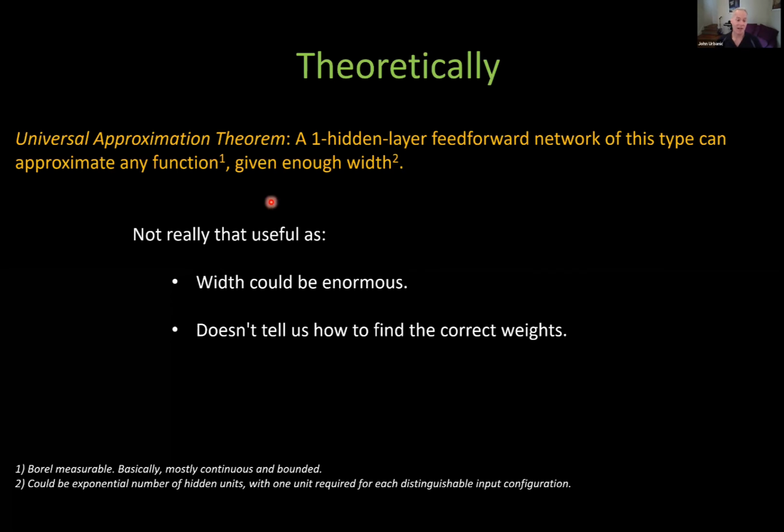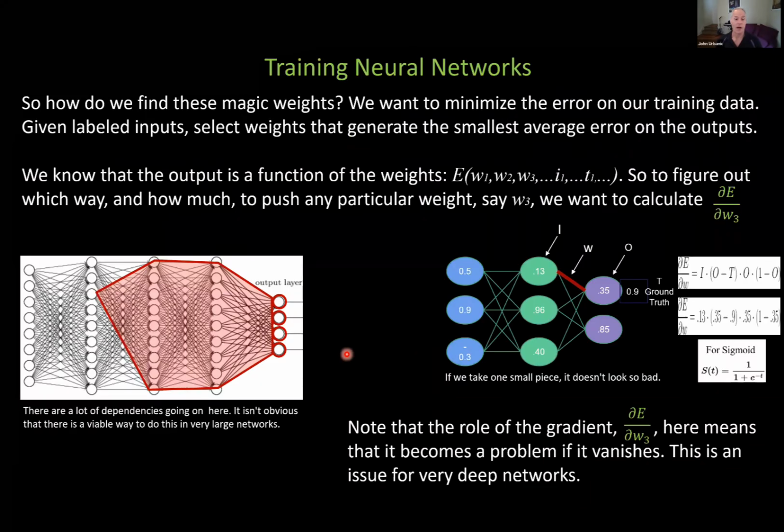Now, the reason it's not actually that interesting is that the width could be enormous. And we still haven't yet figured out how to find the correct weights. So just saying that you can have this network doesn't tell you how to find the weights to make it do any function. And that indeed is the problem. So let's talk about how we find these magic weights. And this is the training side of it.